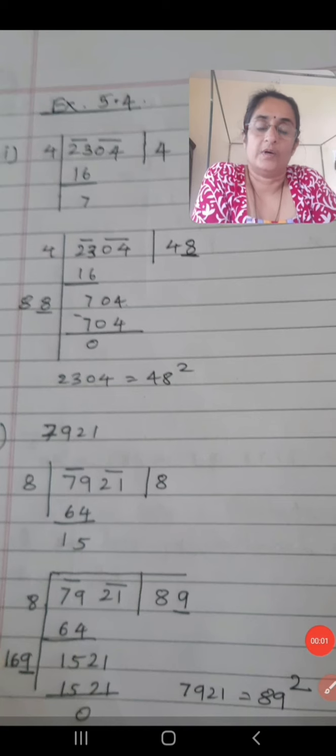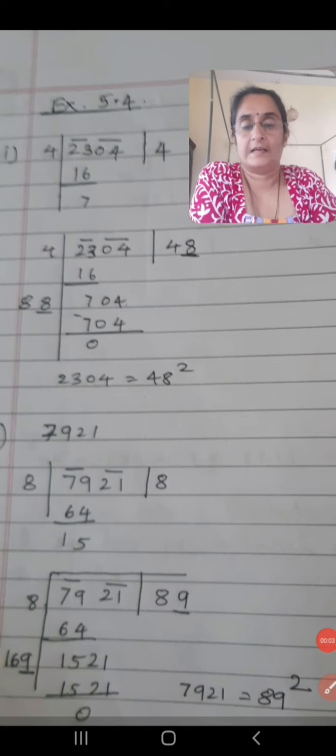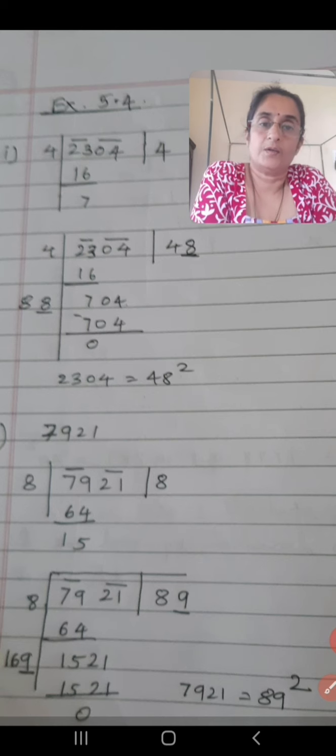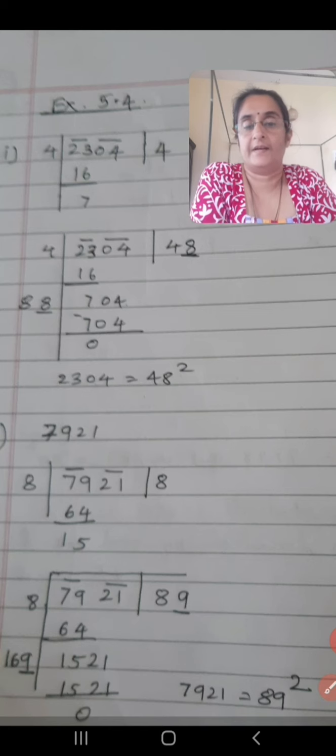Let us go to one more question in that, so you will understand it better. The next number is 7929. Here also we have to make two groups. The one group is 79, the second group will be 21. Now you have to take the first group, that is 79, and then divide it.